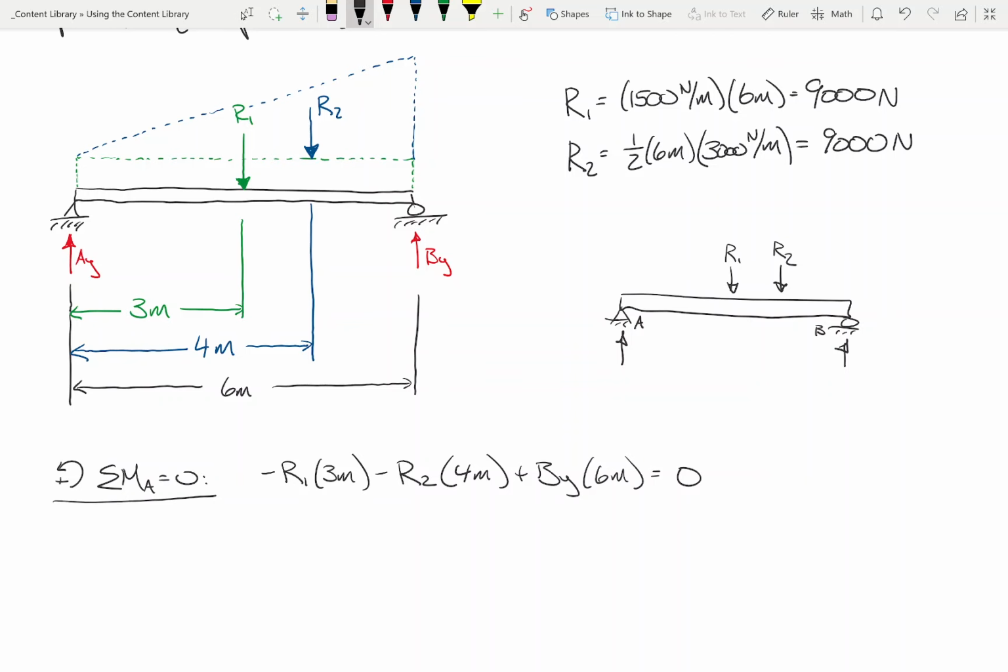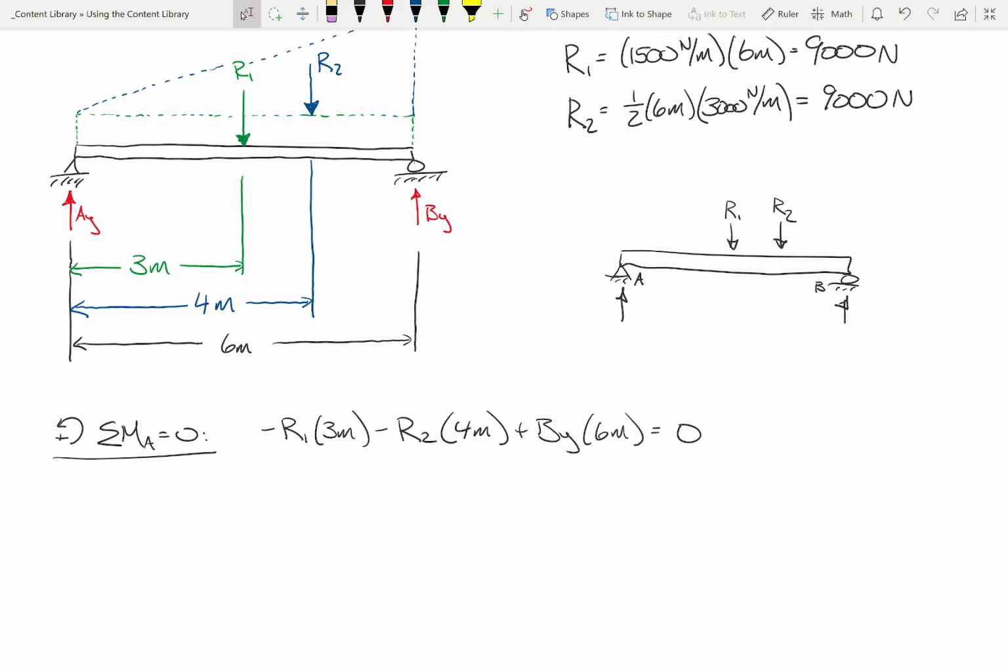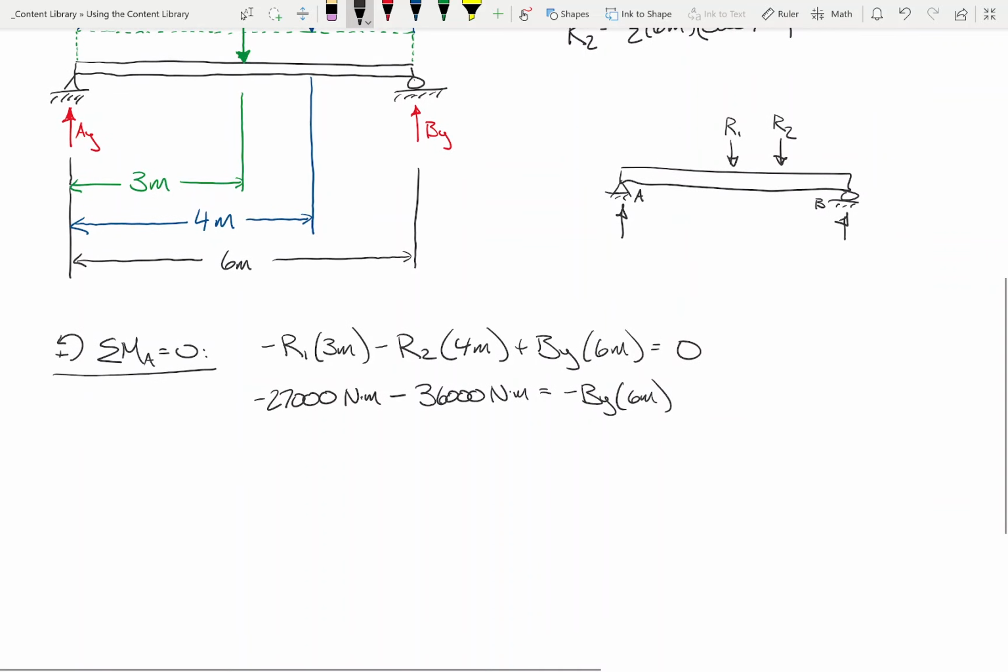Let's do some substitution. Both of these are 9,000, right? So 9,000 times 3, 9,000 times 4. So this is negative, and then that's just going to equal negative By times 6 meters, right? So we got a bunch of negatives in here. Let's get rid of all the negatives. So 27,000 and 36,000 gives you 63,000.